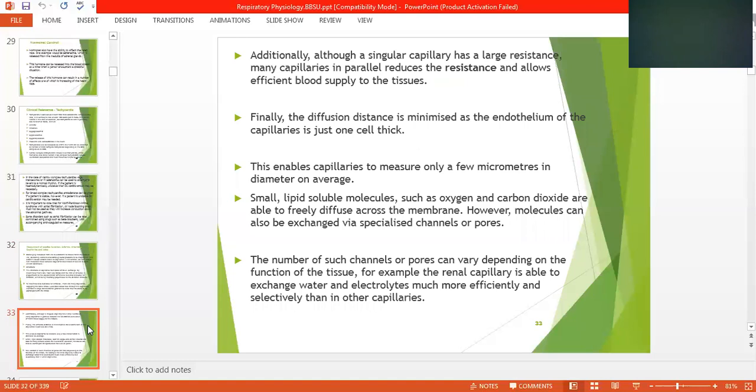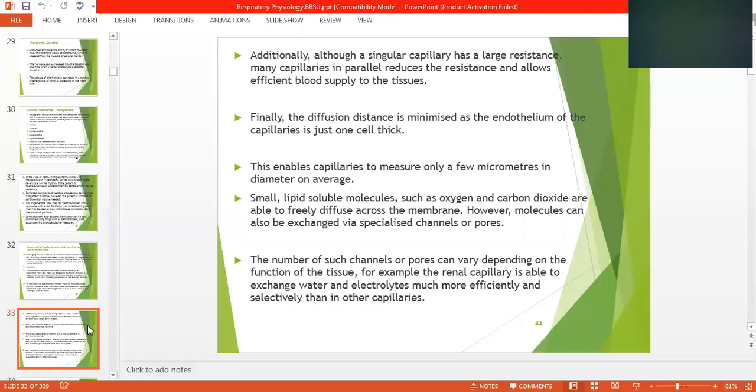Additionally, although a single capillary has a large resistance, many capillaries in parallel reduce the resistance and allow efficient blood supply to the tissue. Of course, there is large resistance in many capillaries delivering blood into those tissues, but along with those capillaries, there are other capillaries which provide blood to the tissue by reducing the resistance.